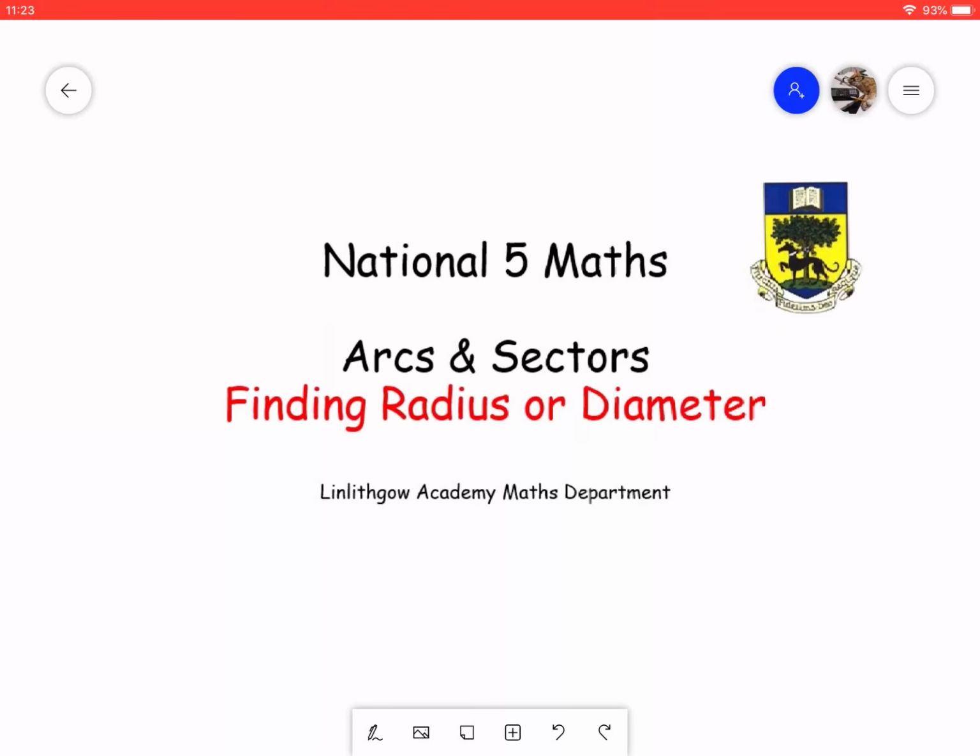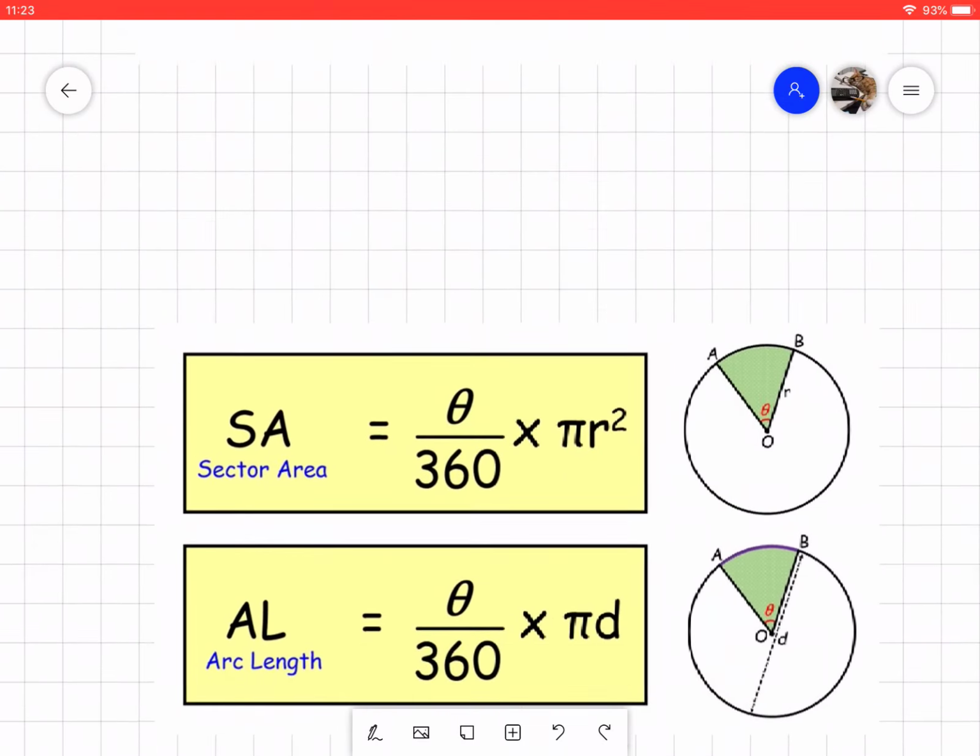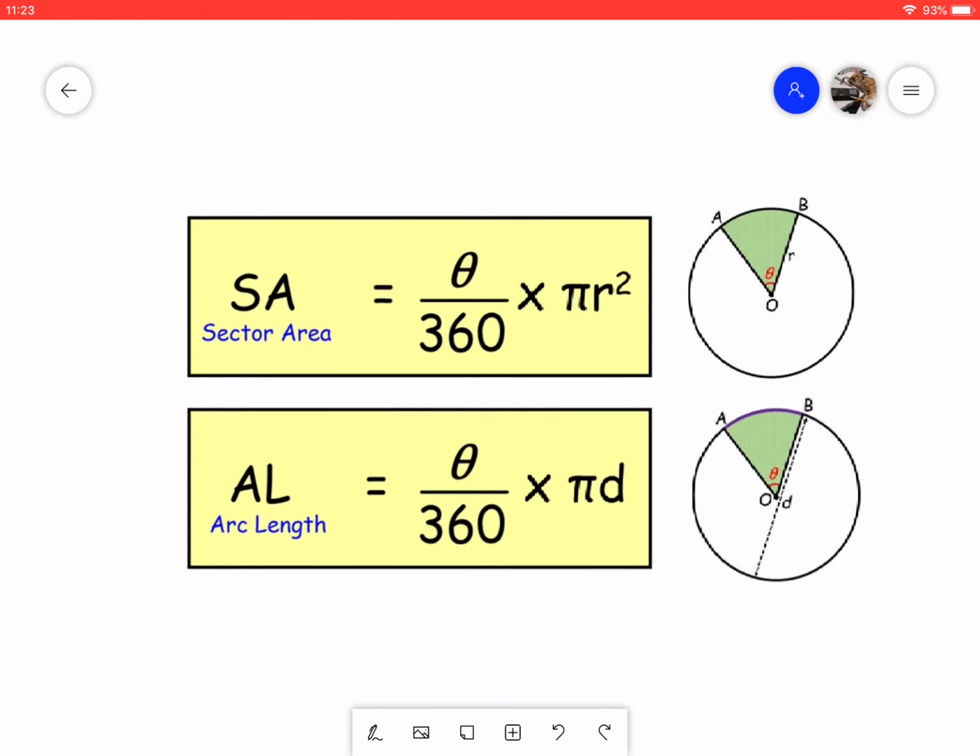Everyone, and welcome to this short video on arcs and sectors, how to find the radius or diameter. So we'll quickly look at the two formulae you should already know. A very common exam question in National 5 Maths is to do with arcs and sectors. You've got your top formula, sector area, and your bottom formula for arc length.